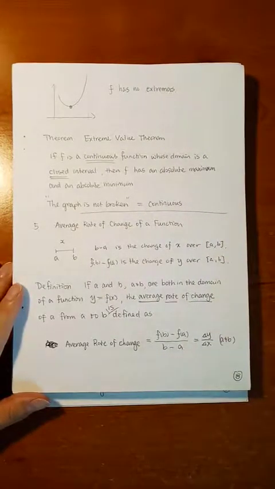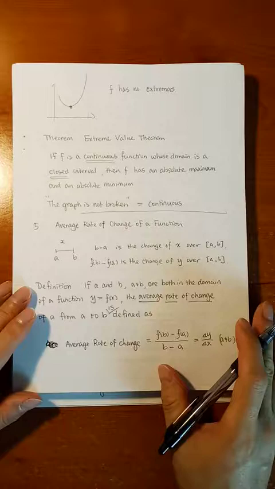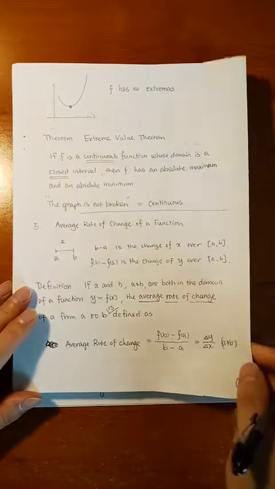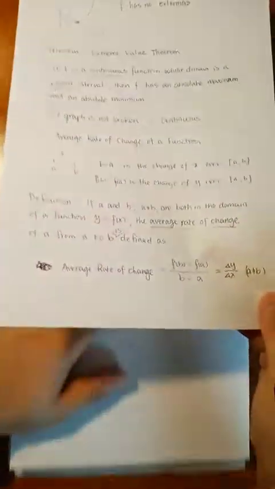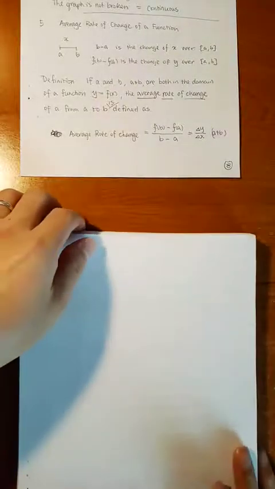Okay, so this is our average rate of change. And this delta y is the change in y, okay? Well, that's a definition. Let's see how we do a computation based on the definition.